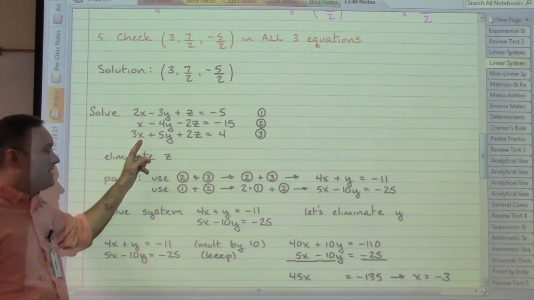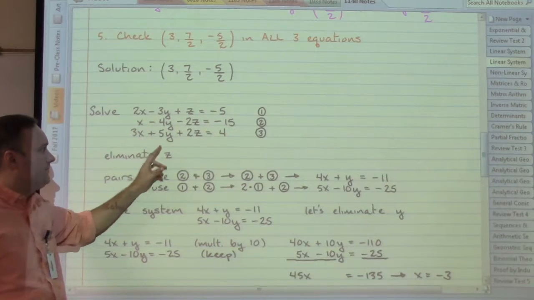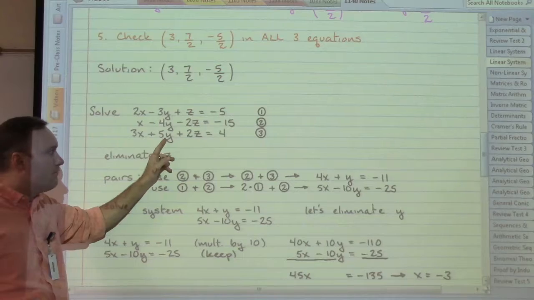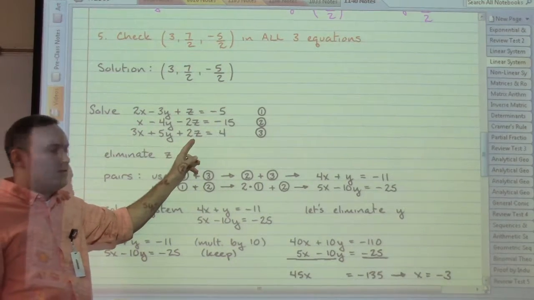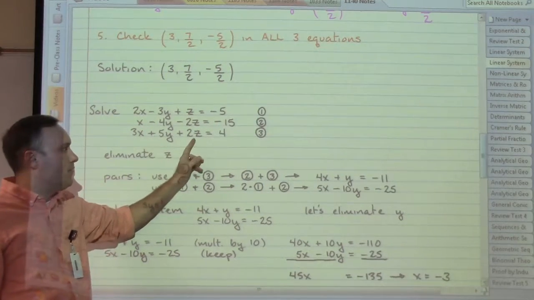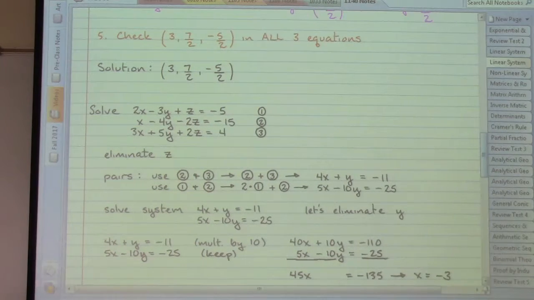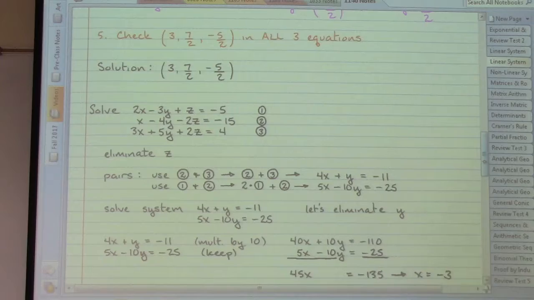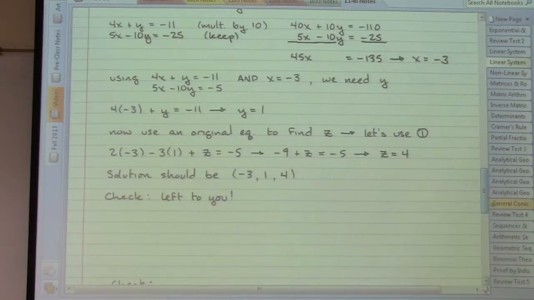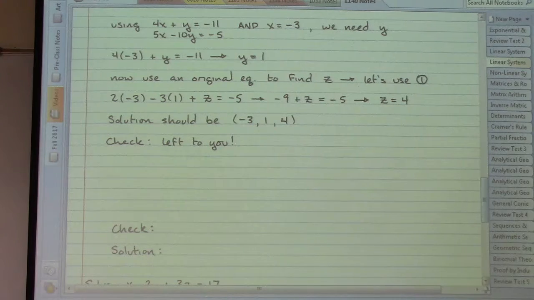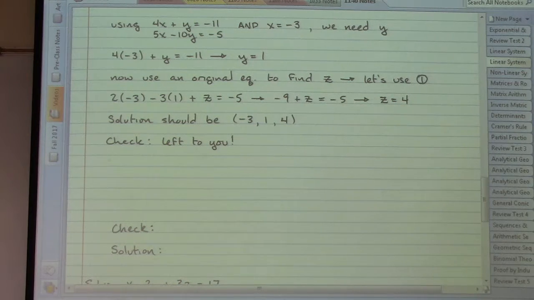Then 3 times negative 3 is negative 9. 5 times 1, so negative 9 plus 5 is negative 4. And then 2 times 4 is 8. Negative 4 plus 8 is positive 4. So that seems to all work out just fine. So that should in fact be our solution. Clearly accounting for more room than what I had originally, what we needed versus what we ended up actually using.